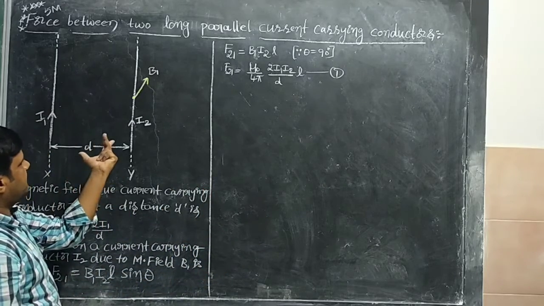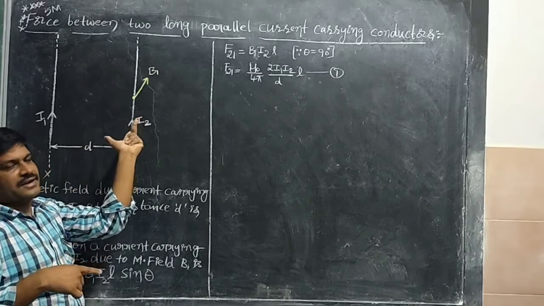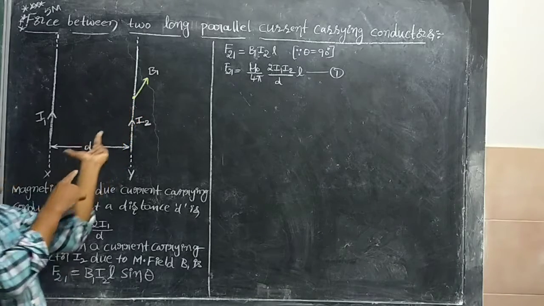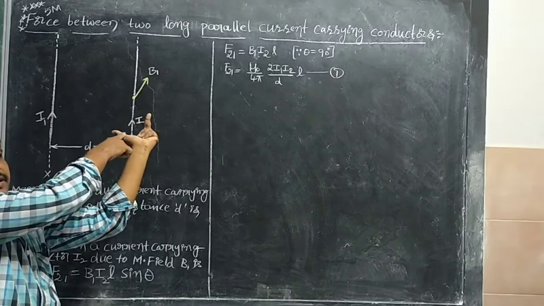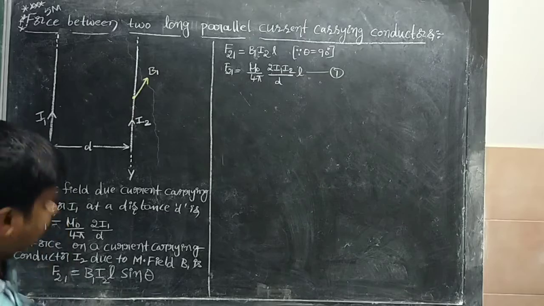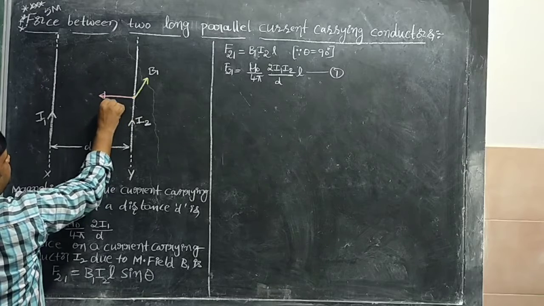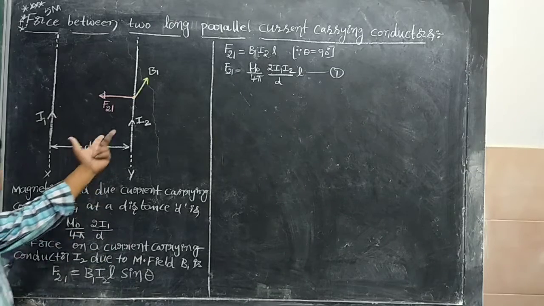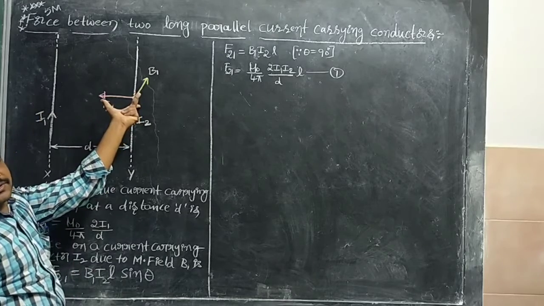In the direction of current, I have placed the middle finger, and the forefinger inward to the direction of magnetic field, like this. The thumb direction is in this direction. So the force on the second conductor due to the first conductor can be written like this using Fleming's left hand rule. Here the magnetic field is inward, current is upward, so this is the direction of force.